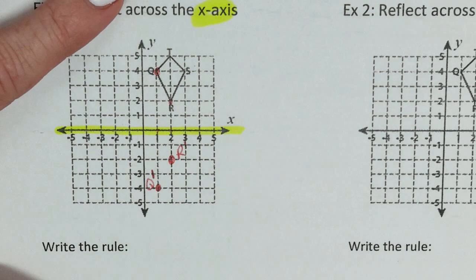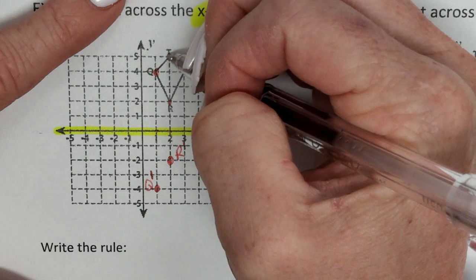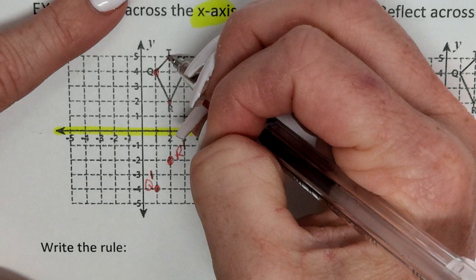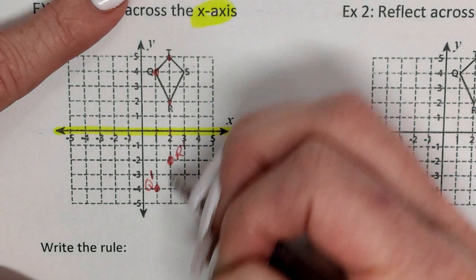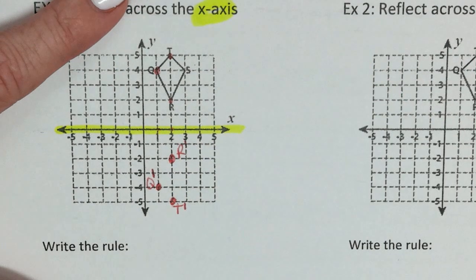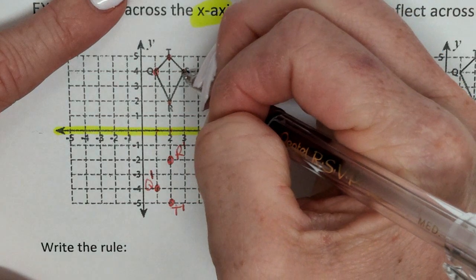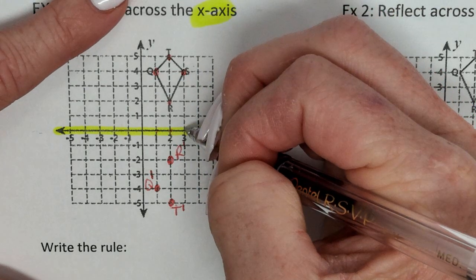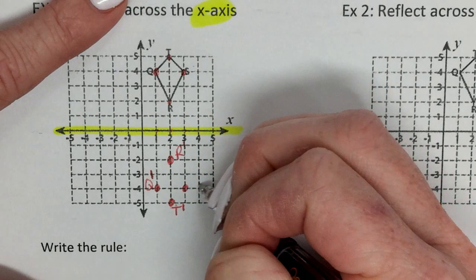All right, let's go do point T. Here's point T. How far up am I from the x-axis for T? So instead of being up 5, I'm going to be in the same spot, but down 5. This is my new T with a prime. And we're going to do S. From the x-axis, how far am I up? 4. So I'm going to go to the same spot and go down 4. This is my new S.